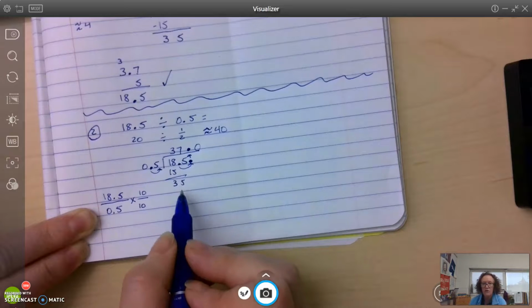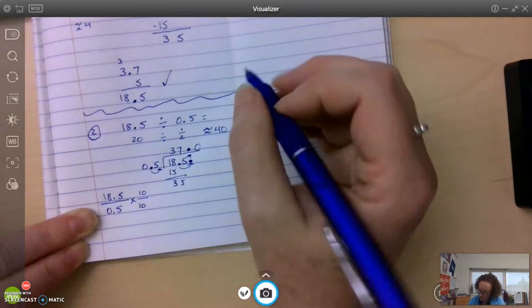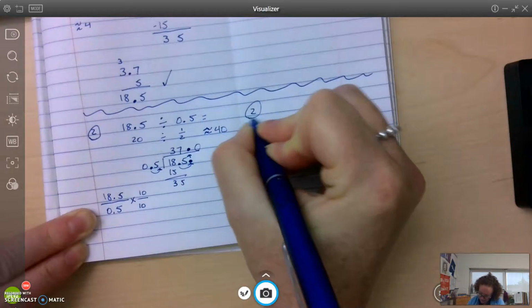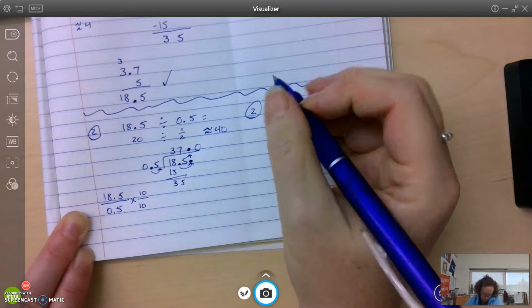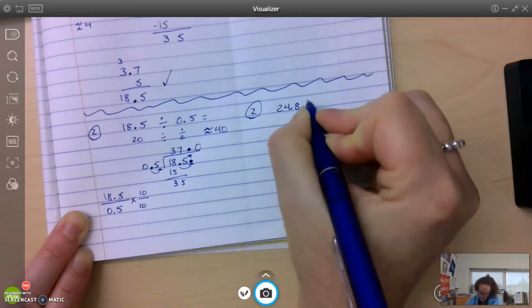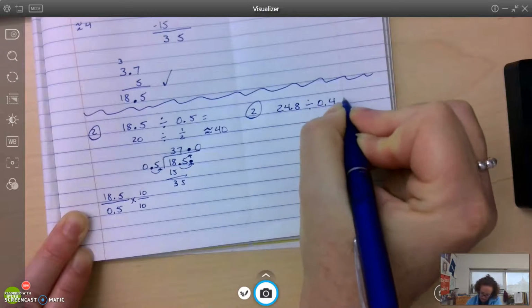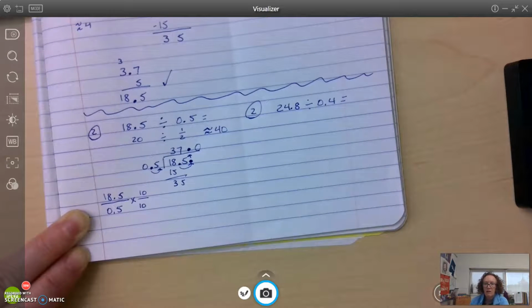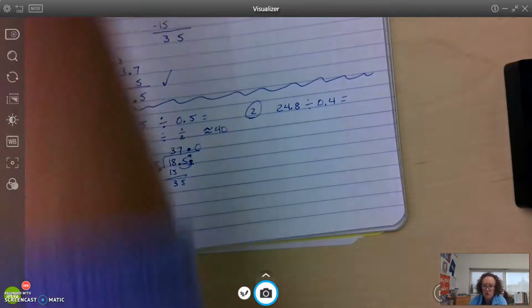So I'm going to give you now a practice problem for that. And let's do 24 and 8/10 divided by 0 and 4/10. So I'm going to pause and have you enter your answer, and then once you do, it will continue on to the solution.